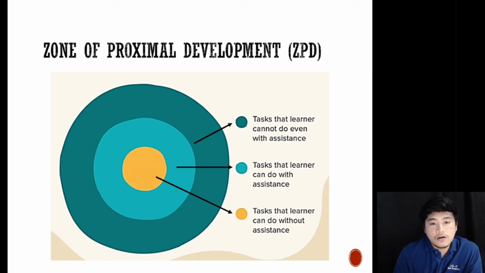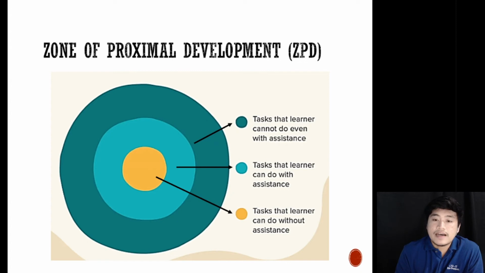So the outer circle represents the tasks that learners cannot do even with assistance. Ito yung mga, kumbaga, this is the limit of their capabilities. Na kung saan kahit i-assist sila ng isang adult or isang teacher, hindi nila ito magagawa. Because it is already the limit of their capability. So, in short, they are not capable of doing it, even with the assistance of a more knowledgeable other, the MKO.